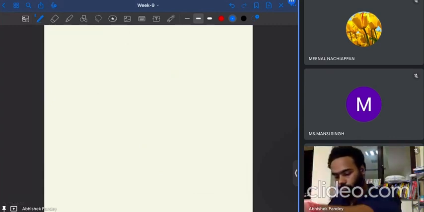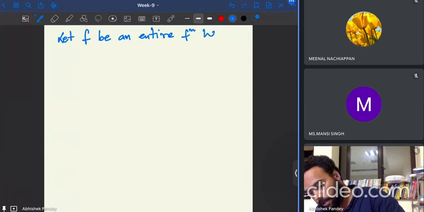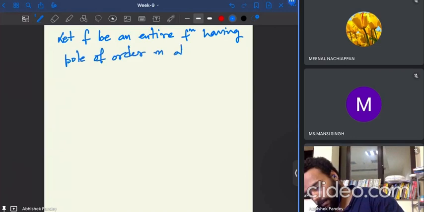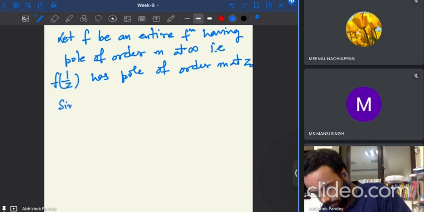Let's see this one. Let f be an entire function having a pole of, let us say, order m at infinity. That is, f of 1 by z has a pole of order m at 0.